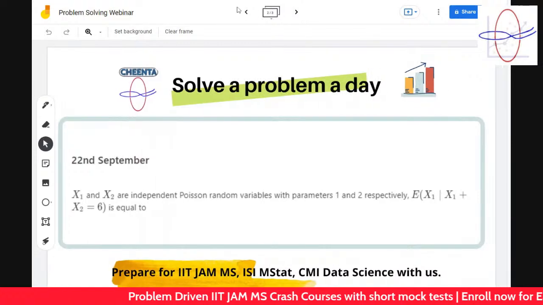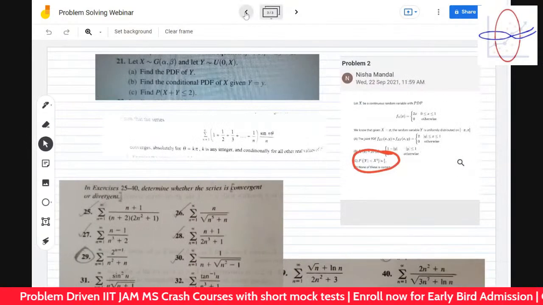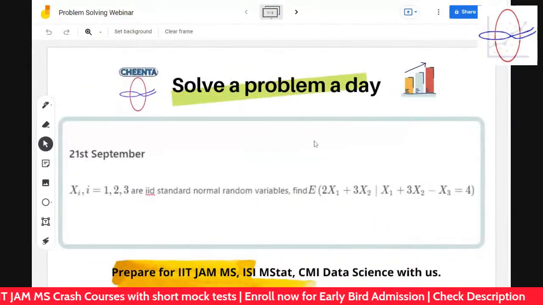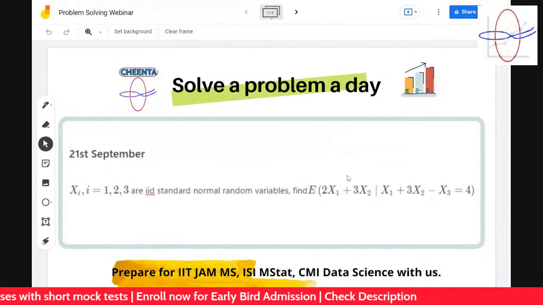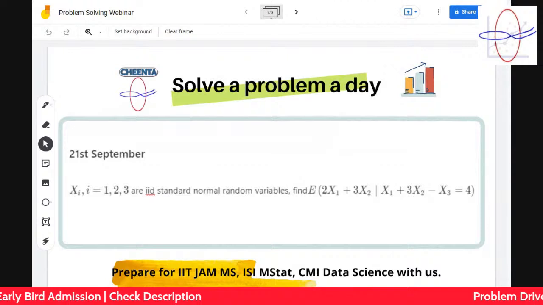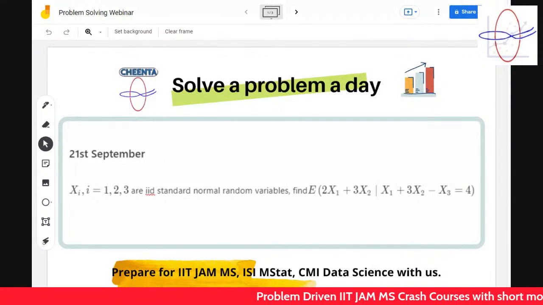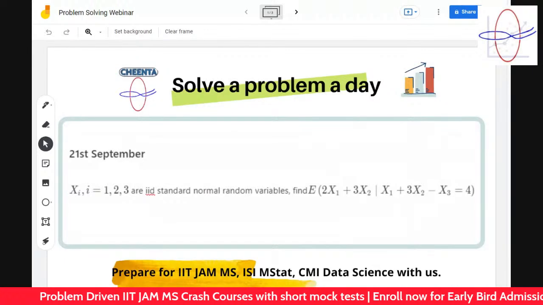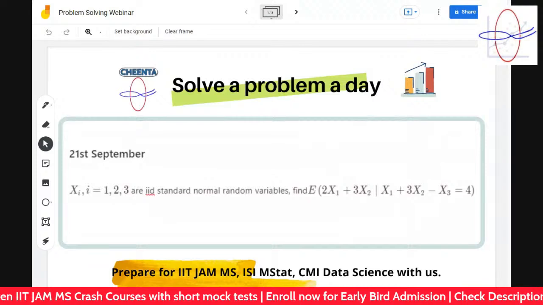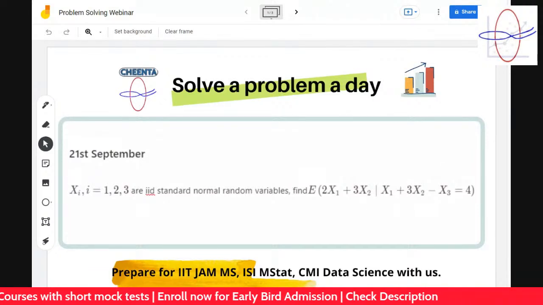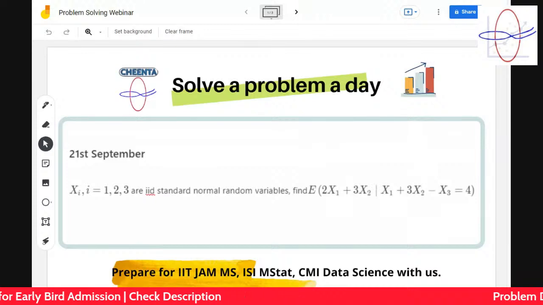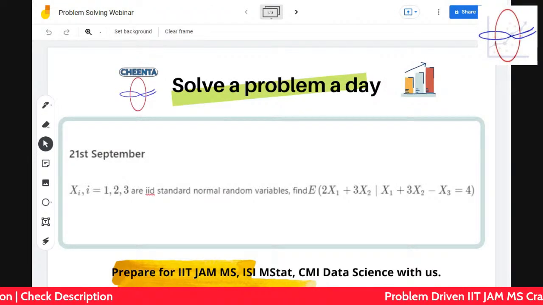Let's discuss this problem, the 22nd September problem, and after that we'll be discussing certain doubts which are not cleared till now. In this problem it's given that x1, x2, x3 are three IID standard normal random variables, and it's asked to find the expectation of 2x1 plus 3x2 given that x1 plus 3x2 minus x3 is equal to 4. Any ideas, guys, on how to approach this kind of problem?